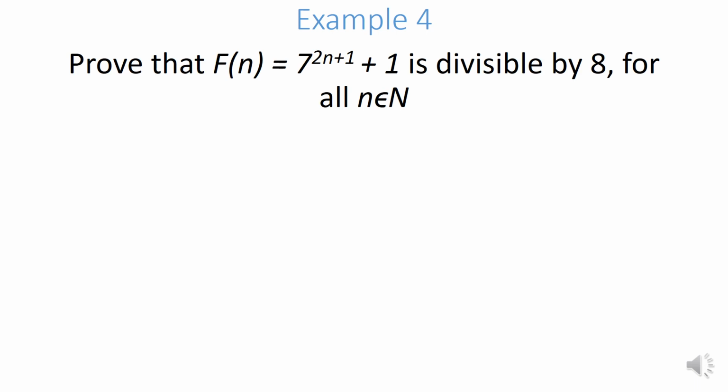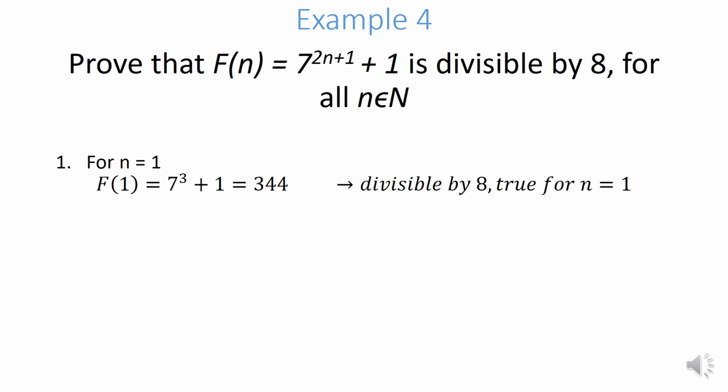Another example, a slightly different take on it. Prove that the function f of n, which is equal to 7 to the power of 2n plus 1, plus 1, is divisible by 8 this time for all the natural numbers. So we'll start the process with n equals 1. And so you'll get 7 to the power of 3, which is 343, plus 1, which is 344, and if you try, you'll see that 344 may be divided by 8. It goes in 43 times. Okay, so it's true for n equals 1.